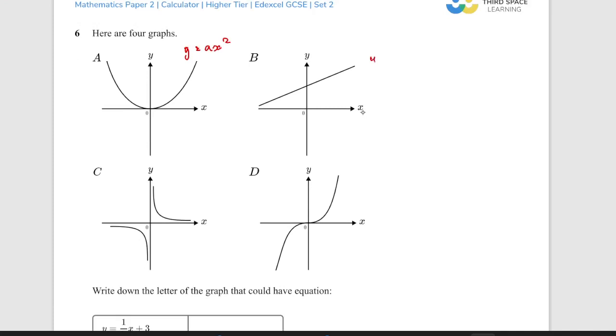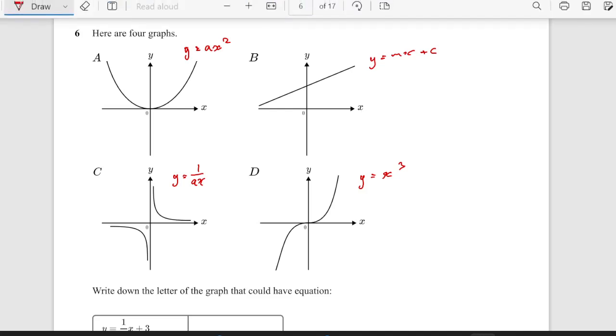This is a linear graph, so y is equal to mx plus c. This is a reciprocal graph, so y is equal to 1 over ax. And then this is a cubic graph, so y is equal to x cubed. Obviously there'll be other parts, but that's just the general pattern of these graphs.